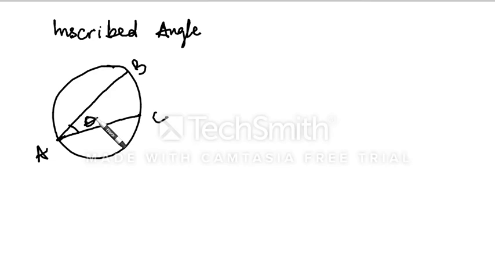Then if here is theta and we use a protractor to measure, we realize that the arc AB is twice angle ABC. So this place is twice theta.